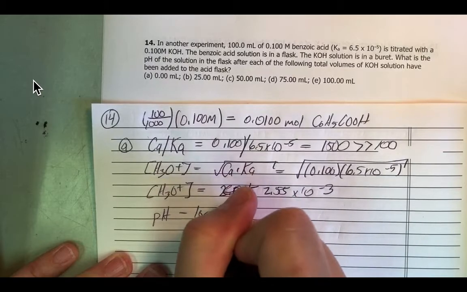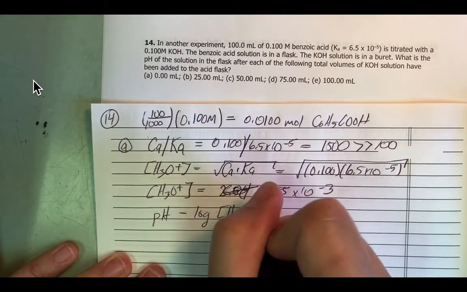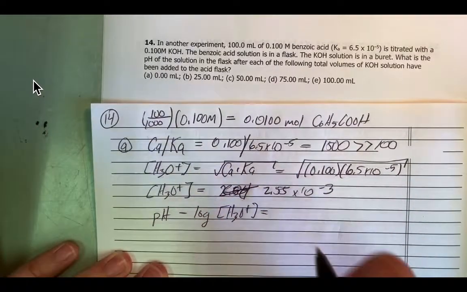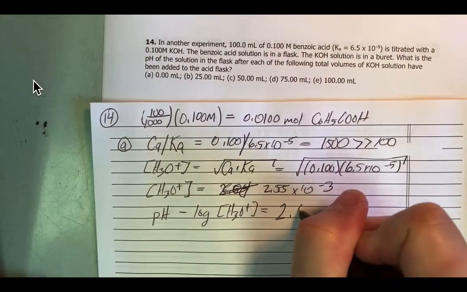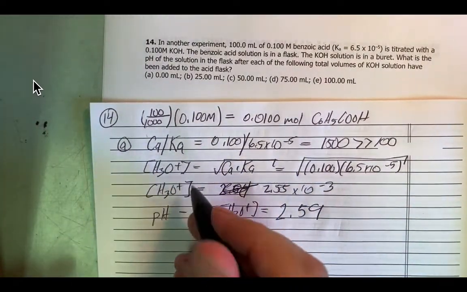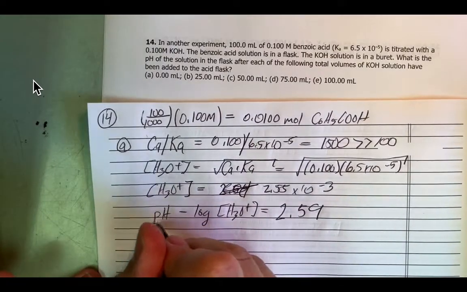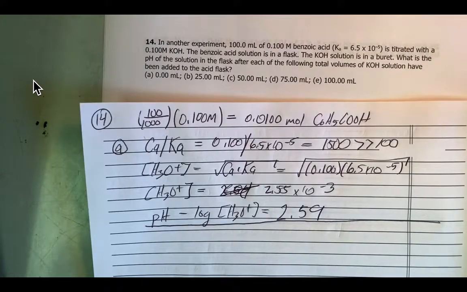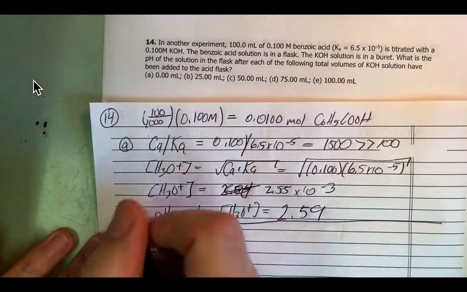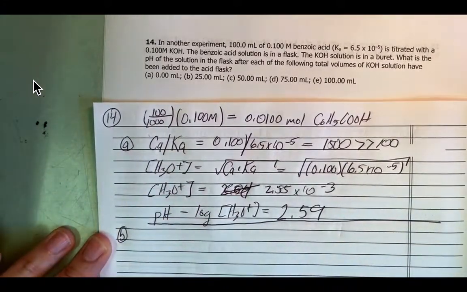pH equals minus log H3O plus. So right now 2.59 is the pH of the benzoic acid solution before we've added any base to it. All right, now let's dive into the middle here and do these buffer calculations.